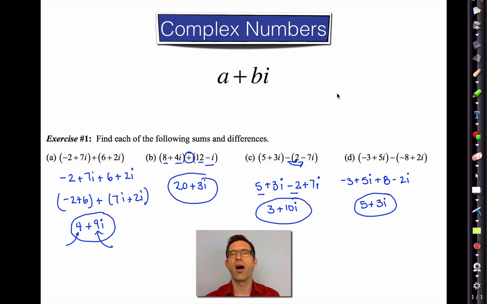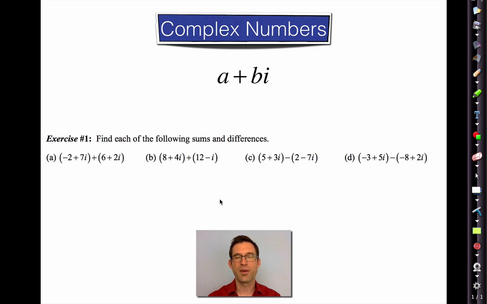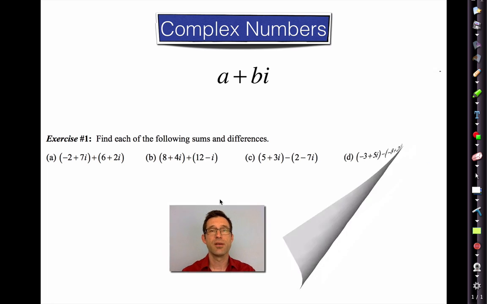Every answer can be put in a plus bi form. You'll see that instruction a little bit, a plus bi form, meaning you've got a real component and an imaginary component. Anyhow, pause the video if you need to right now to write down any of this work. All right, let's do a real quick multiple choice problem, and then we'll move on to finding products of complex numbers, which are way more interesting.